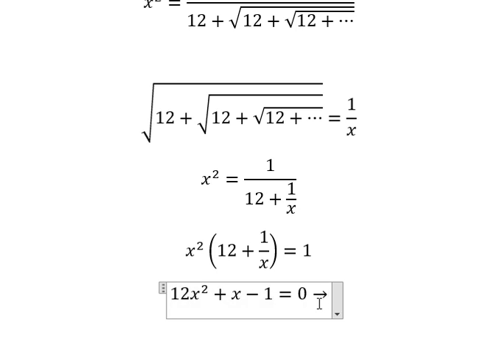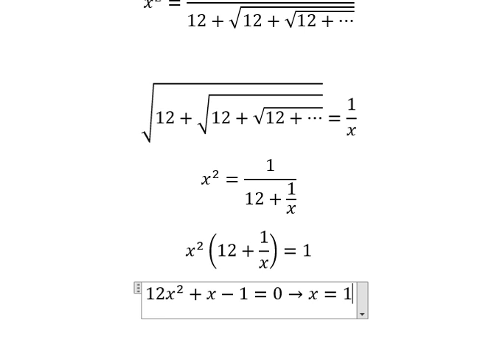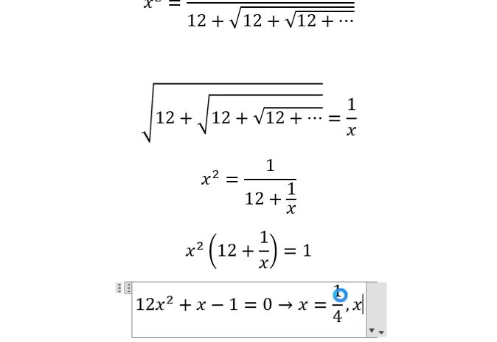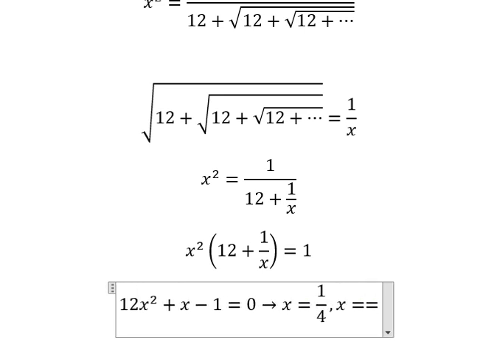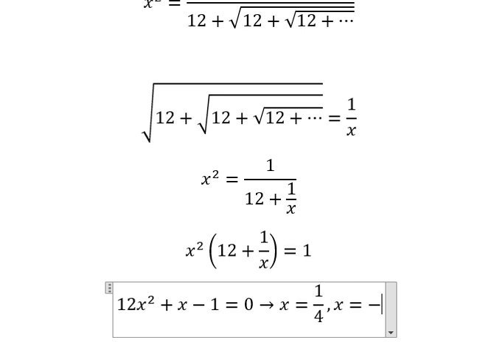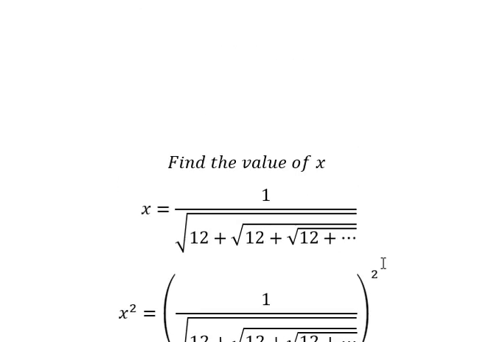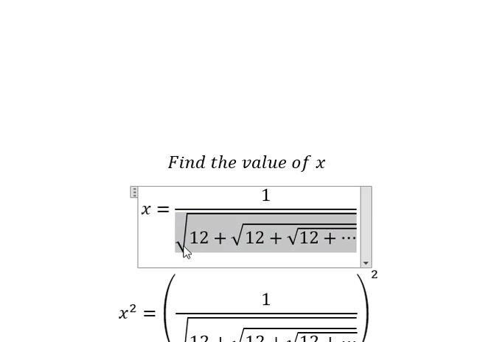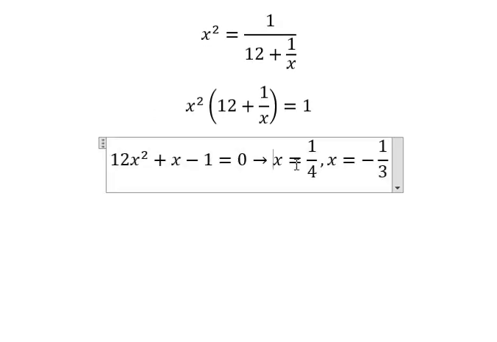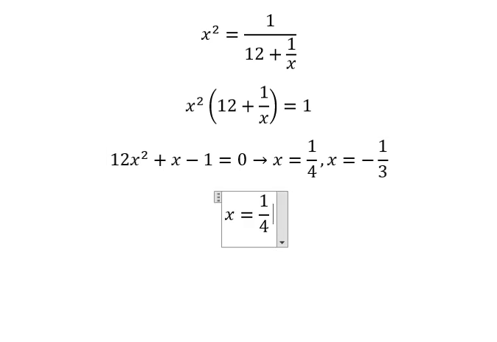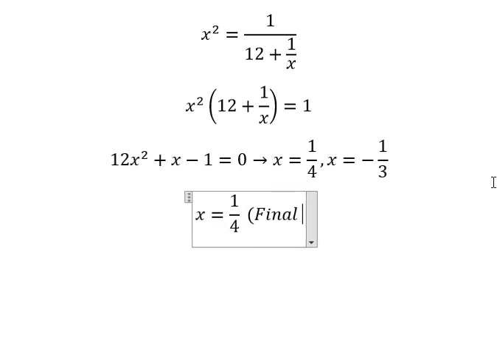So for this one we have s equals 1 over 4 and s equals negative 1 over 3. Because this one is always positive under the square root, we just select only s equals 1 over 4, and that is the final answer.